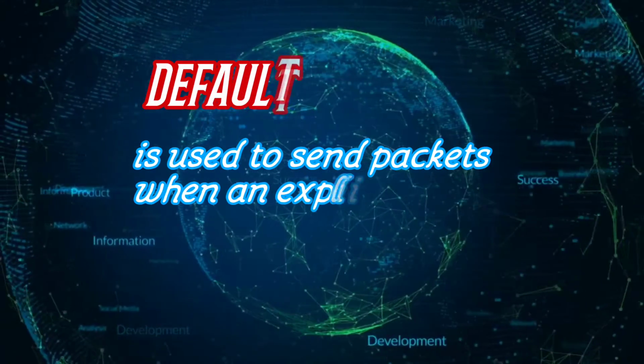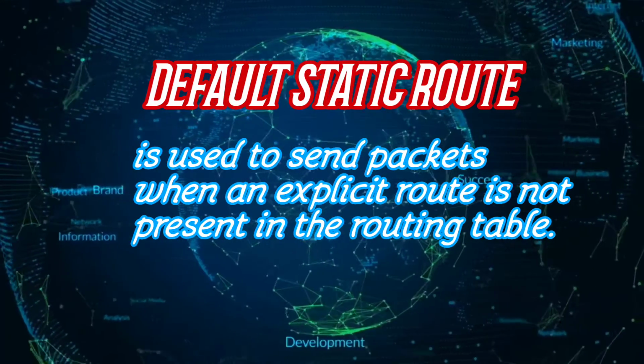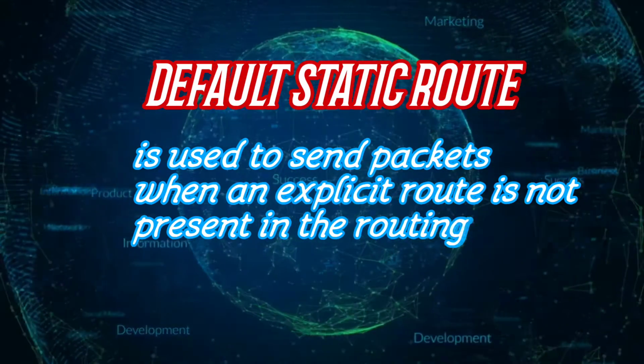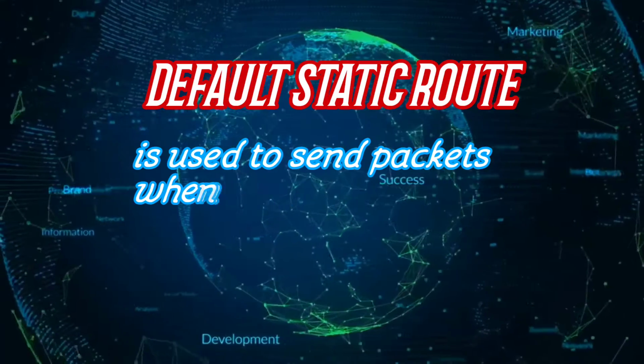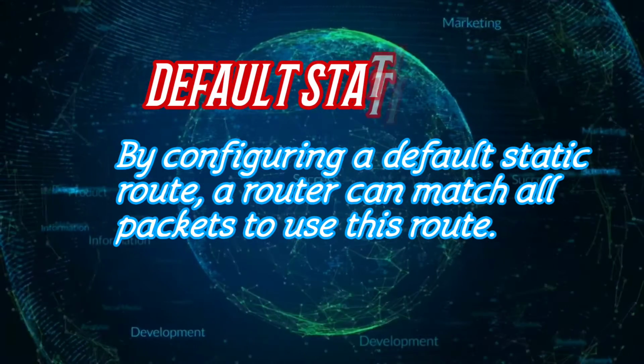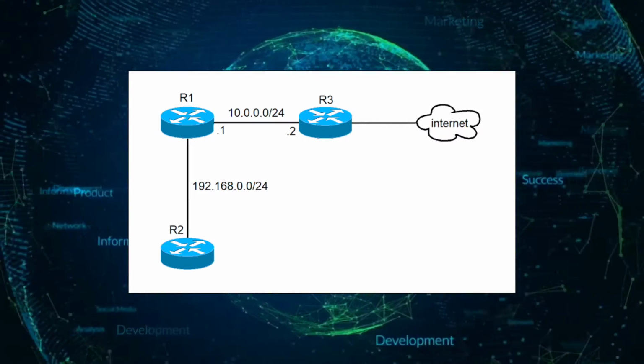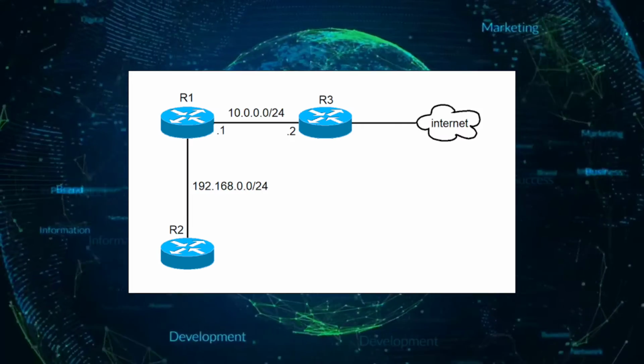Now let's move on to default static route. A default static route is used to send packets when an explicit route is not present in the routing table. By configuring a default static route, a router can match all packets to use this route. So here's an example figure of default static route.